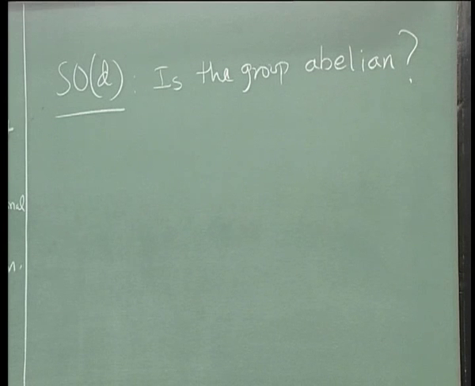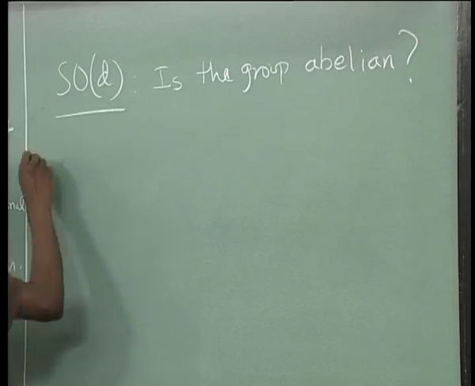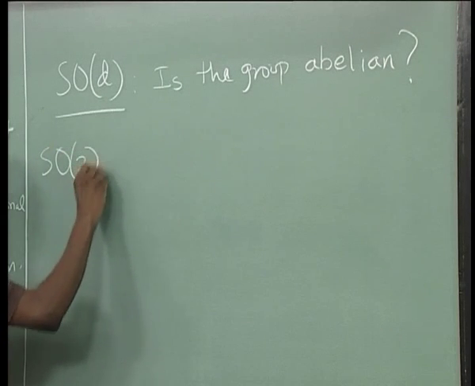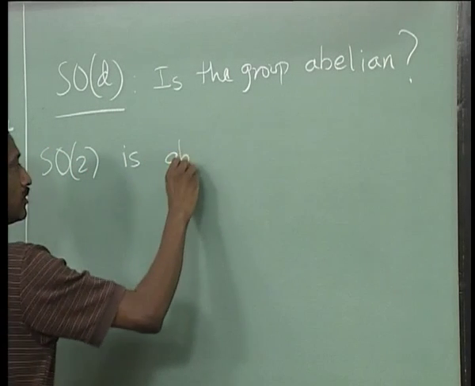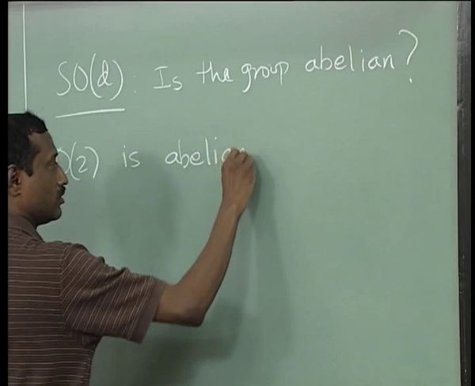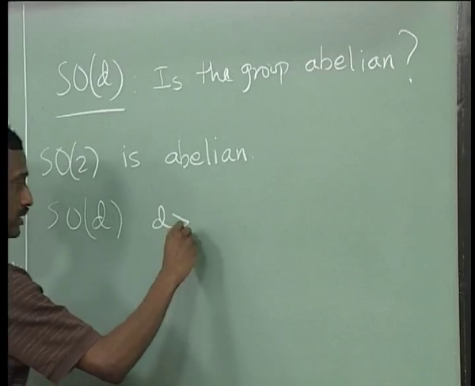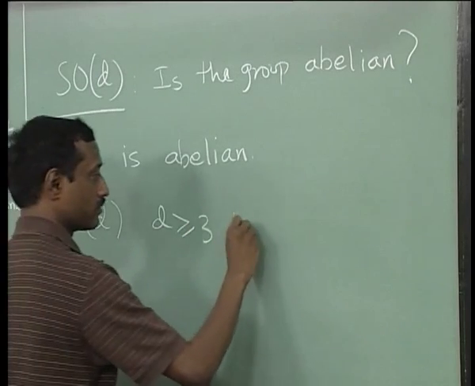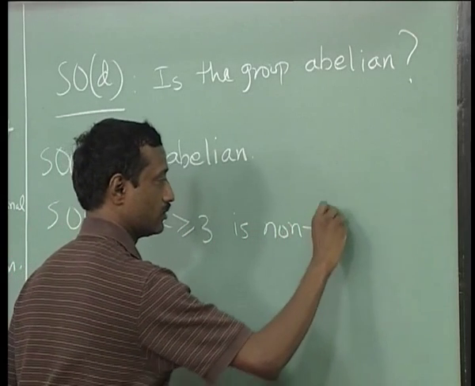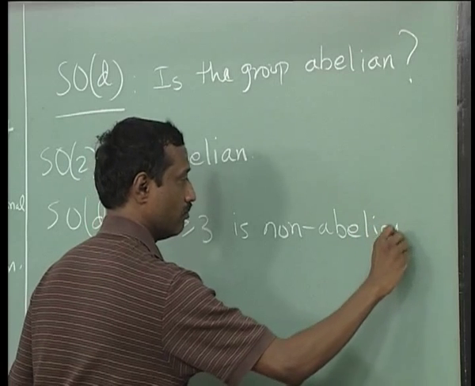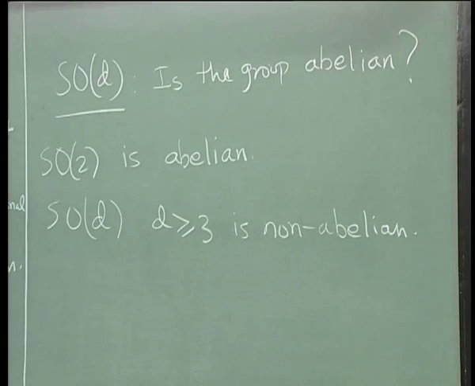Well, typically matrix multiplication does not commute, but there is an exception in this. SO(2) is abelian, but generically SO(d) for d greater than or equal to 3 is non-abelian. This is something we know.